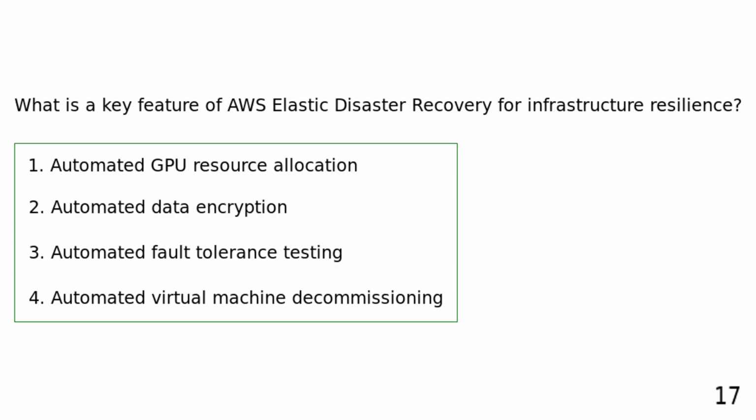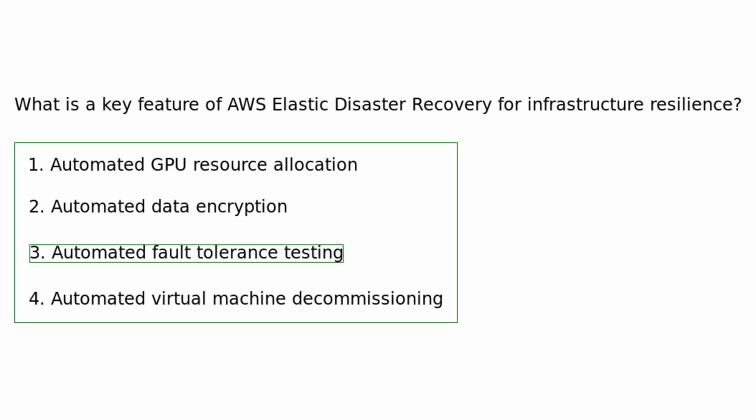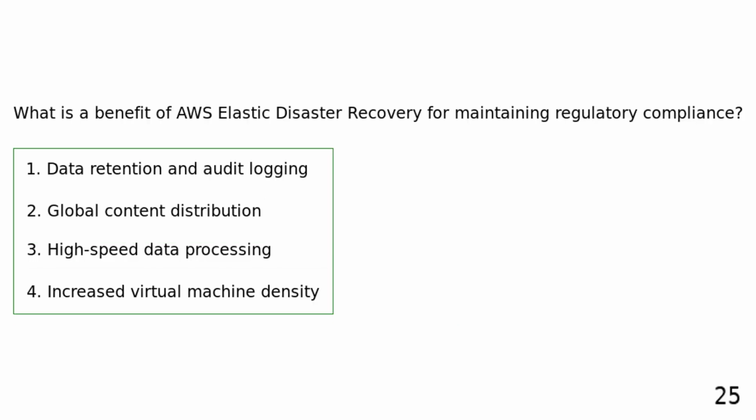Automated GPU resource allocation. Automated data encryption. Automated fault tolerance testing. Automated virtual machine decommissioning. AWS Elastic Disaster Recovery includes automated fault tolerance testing to enhance infrastructure resilience, ensuring continuous operation and mitigating potential disruptions. What is a benefit of AWS Elastic Disaster Recovery for maintaining regulatory compliance?